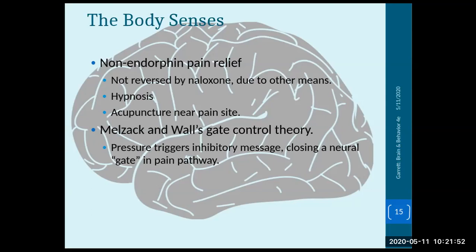Why is it that other things can actually control the pain pathway? Well, Melzack and Wall came up with this idea called the gate control theory. And what they said in this theory is that pressure triggers an inhibitory message, which tells that neural pathway to close the gate and don't let all of the pain through. Because we know that pain is necessary, but too much pain is also going to be a problem for us. So the brain's natural reaction sometimes is to sort of gate some of that pain.